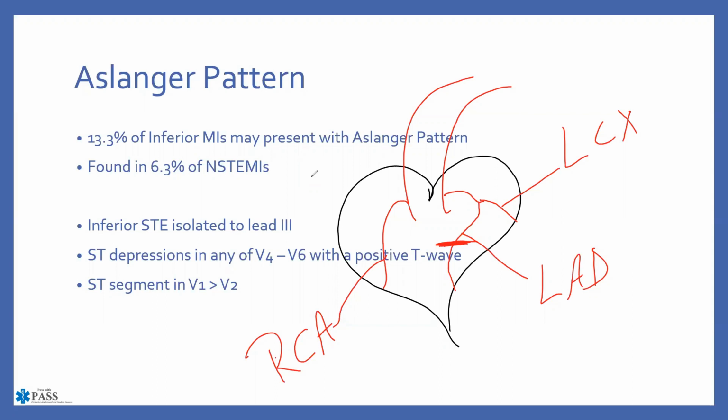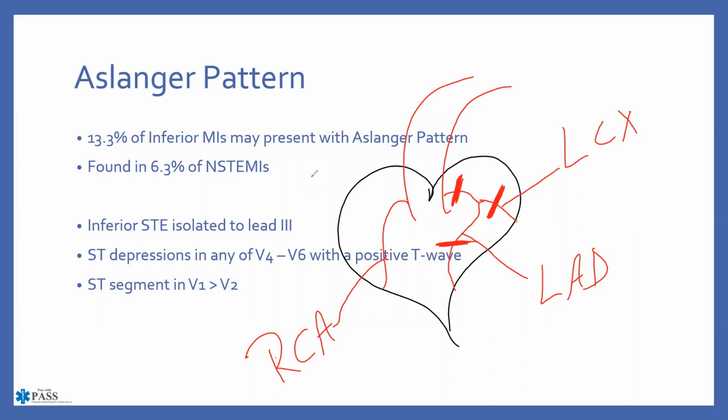If I have a blockage up here in this LCX, then I know that I have occluded that left circumflex, and the left circumflex is what is responsible for feeding that lateral wall. So I'm probably going to have elevation in my leads 1, AVL, V5, and V6, or at least 2 of them. And if I put the occlusion even more proximal, directly where it comes off of the aorta, now I have an extensive anterior wall MI.